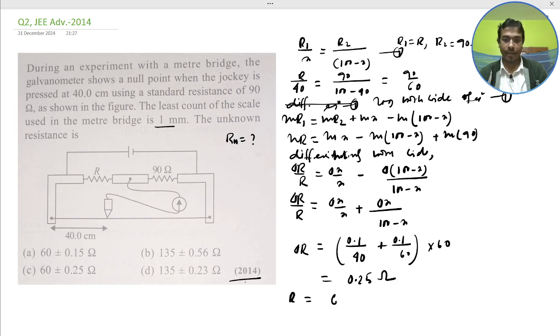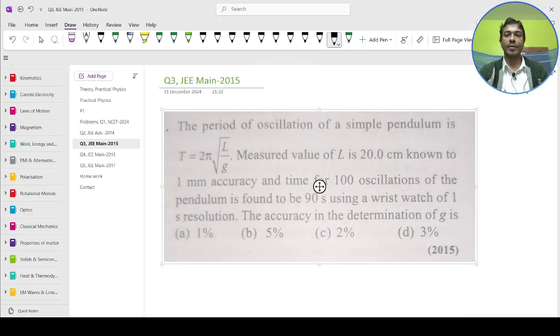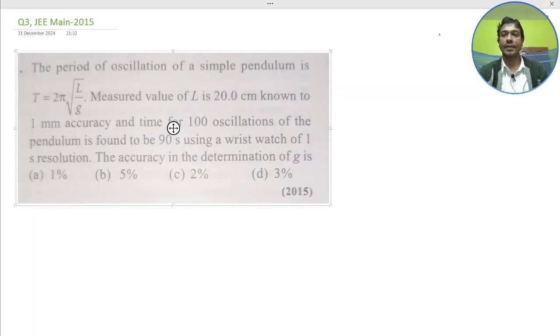So R would become 60, as in this calculation you just get the 60 ohm. So 60 plus or minus 0.25 ohm, C would be our correct answer. The unknown resistance would be 60 plus or minus 0.25 ohm. Go ahead, our next problem.